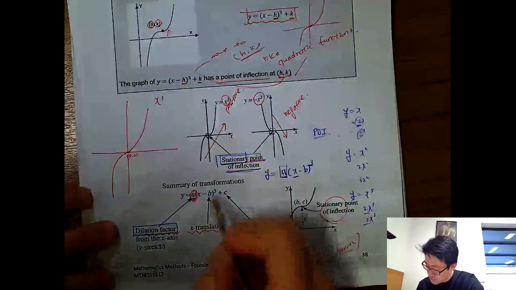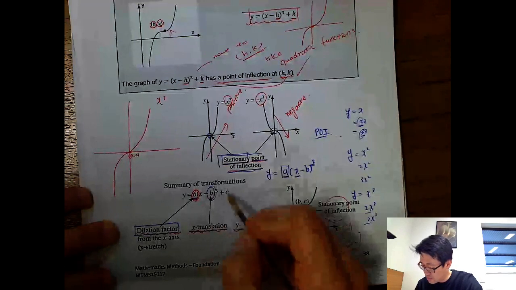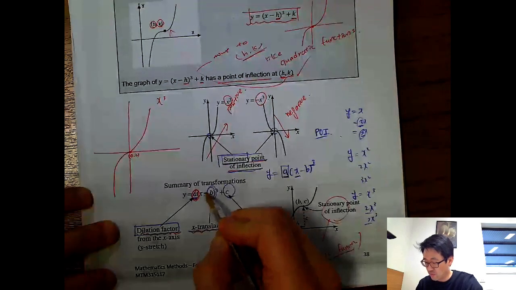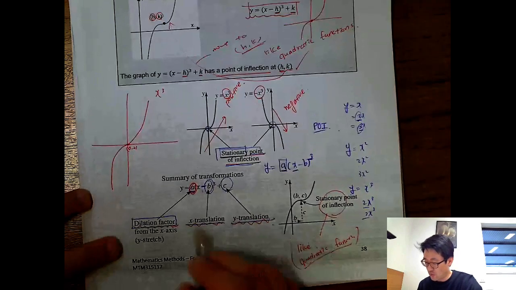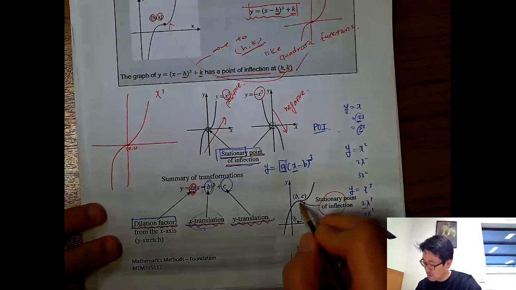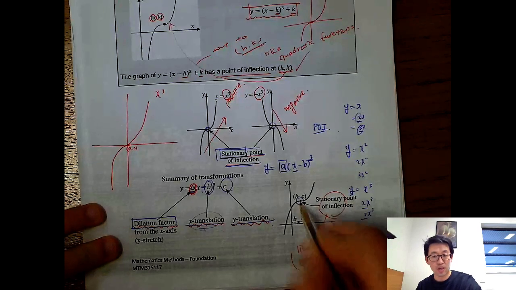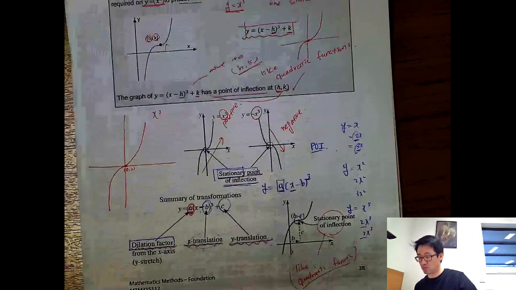And then x translation, y translation here. Don't forget to change your sign for x translation. Okay, we've done that. I already drew that several times using examples, so it should be okay. And move on.